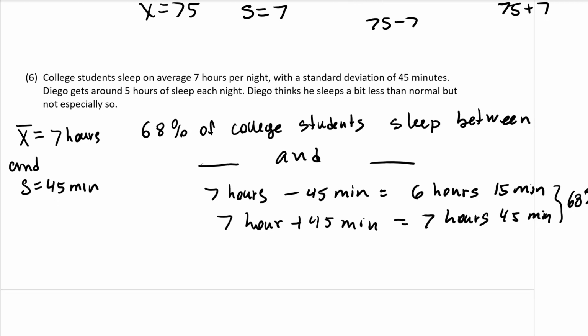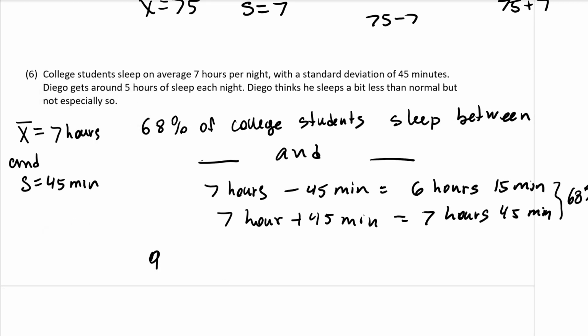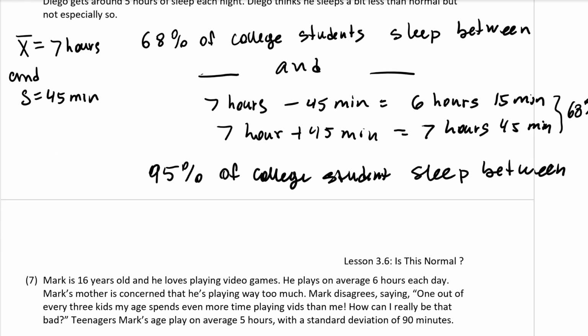All right, how about doing one more? I want to ask you to do the same thing, but now with 95% of college students. So we're expanding the range. When you talk about 95%, then you have to make two steps, and then we'll assess where Diego falls.